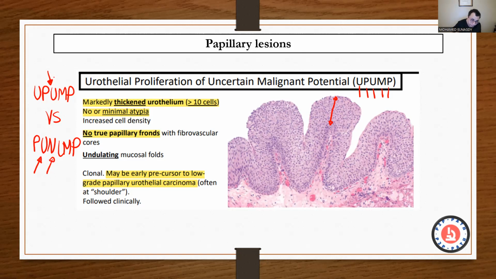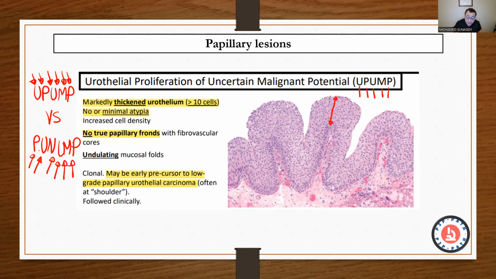In both, there is thickened urothelium. In both, there is organization. In both, there is no loss of polarity. In both, there is no mitosis. In both, there is low-grade cytology, no high-grade cytological features.